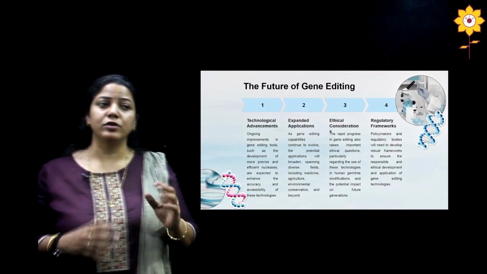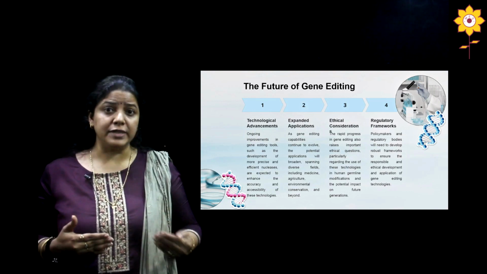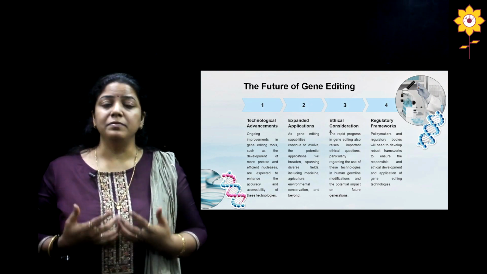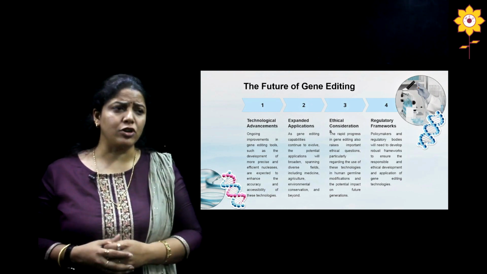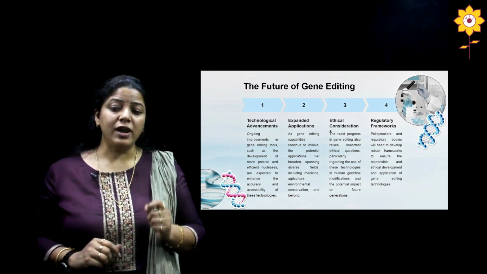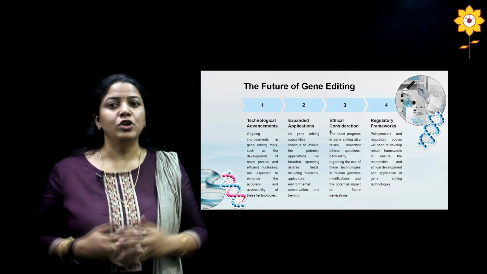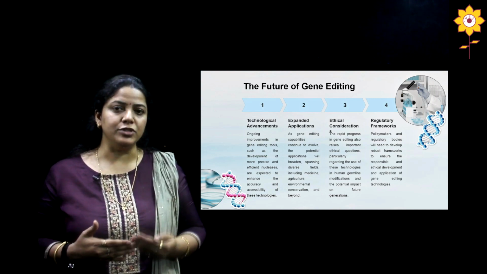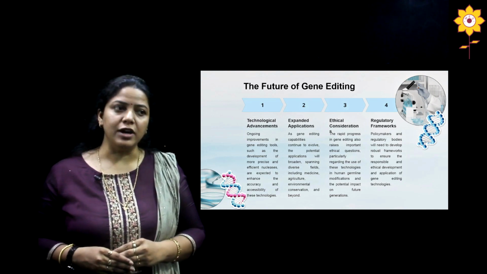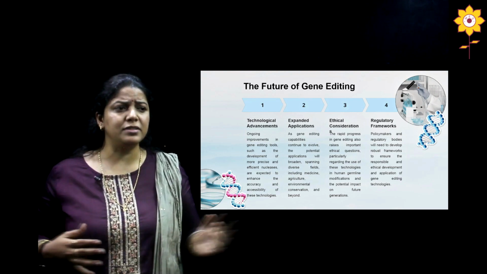genome editing. The first one is technological advancement. Yes, as we are progressing ahead, new mechanisms of genome editing are coming up. What is the need for technological advancement? The problem with genome editing is the precision. If we do not have precisely targeted genome editing, it will create a lot of problems. So we are looking ahead for new technologies so that we can achieve more and more accuracy. Then for expanded applications, there are tremendous applications.